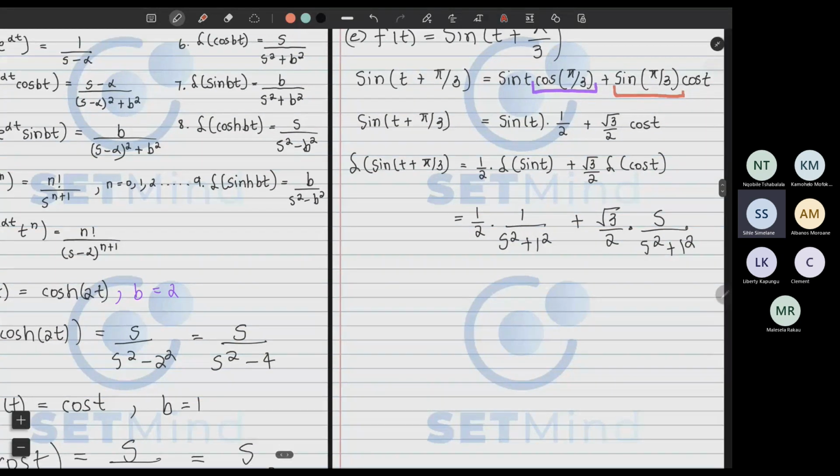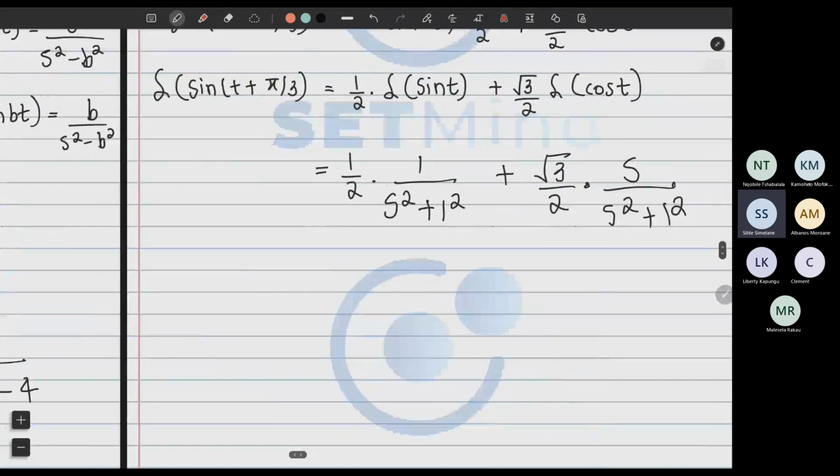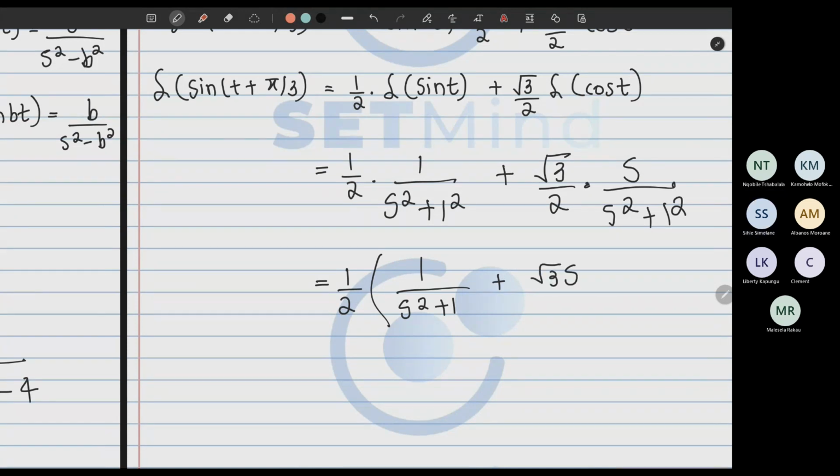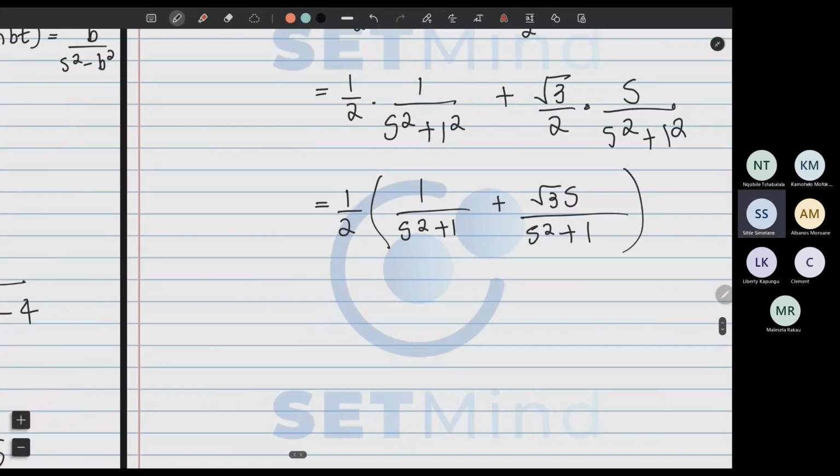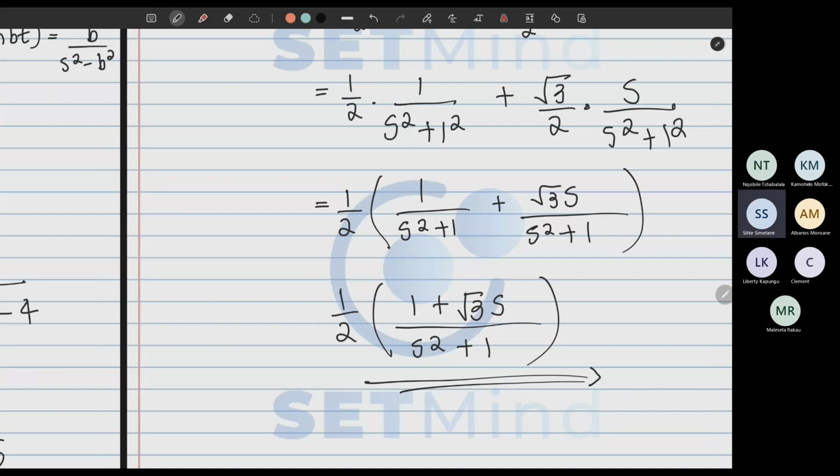So essentially our answer, when we combine it, we can see the denominator is common. So all we have to do is factor out the 1 over 2 and inside have 1 over s squared plus 1 plus square root 3 s over s squared plus 1. And with a common denominator, we can group these and have 1 over 2 into 1 plus square root 3 s over s squared plus 1. And there we go. That's our Laplace transform.